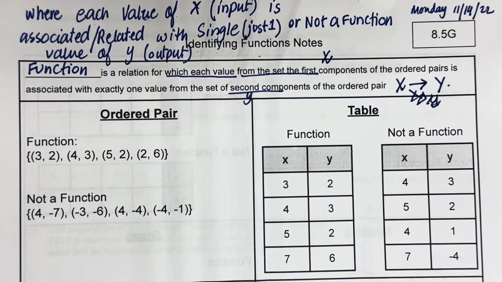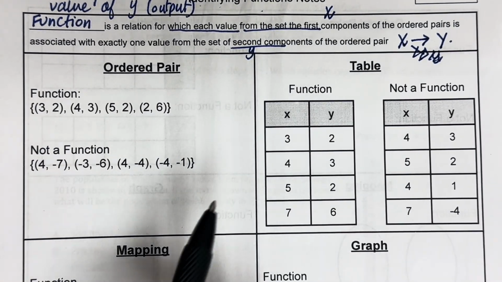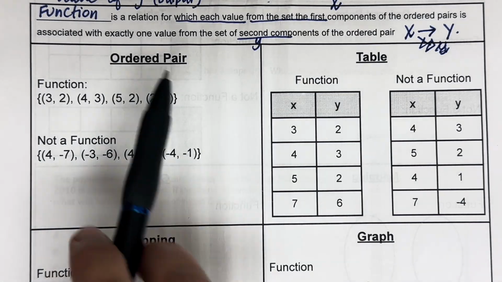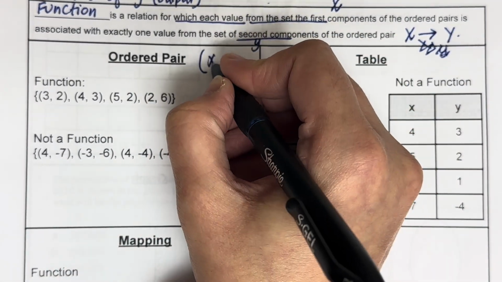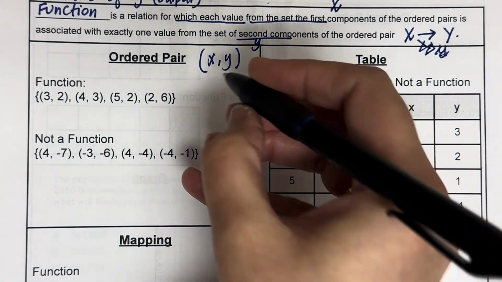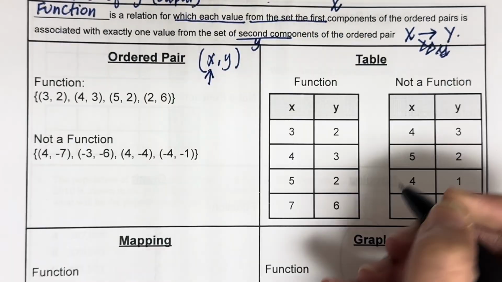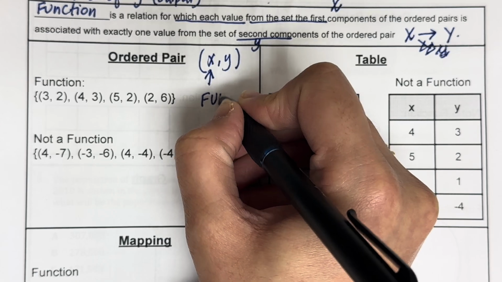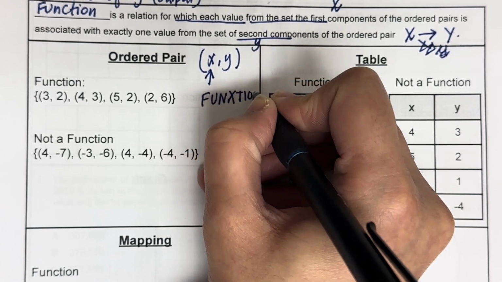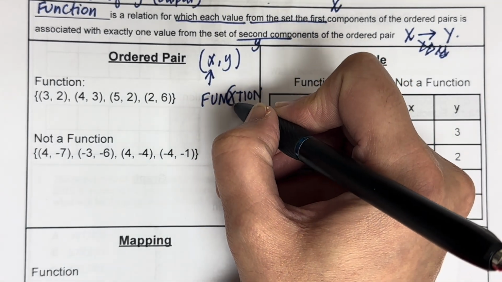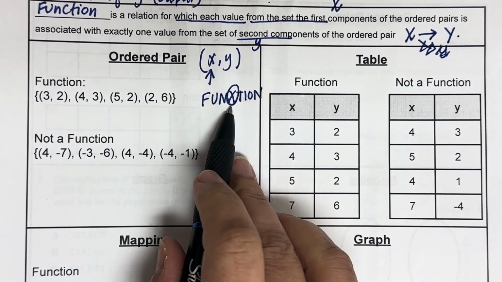Now, to identify a function, we actually have to identify it in the ordered pair, table, mapping, and graph. So first look at the ordered pair. An ordered pair is x comma y. When we have to identify a function in the ordered pair, the thing that we have to pay attention to is the x. And for function, I spell it as "fun-x-ion." Why? Because this helps me remember I'm only looking at the x.